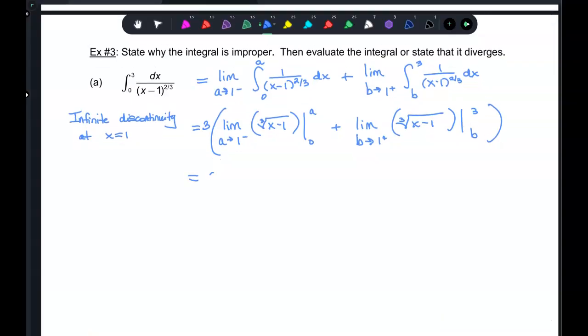Okay, so we have a 3 in front of everything. Now we will have limit as A approaches 1 from the left. So that's going to be cube root of A minus 1 minus cube root of negative 1 plus the limit as B approaches 1 from the right of cube root of 2 minus cube root of B minus 1.